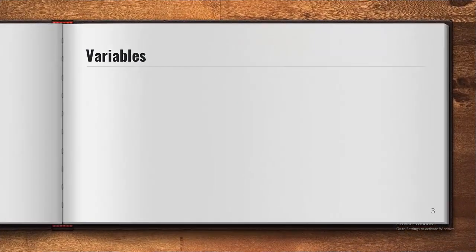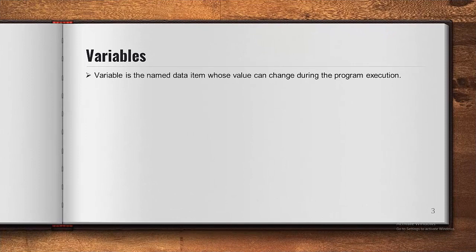So first to start with, what is a variable? A variable is a named data item whose value can change during the program execution. We already know about this. A variable is a named data item whose value can change throughout the program.